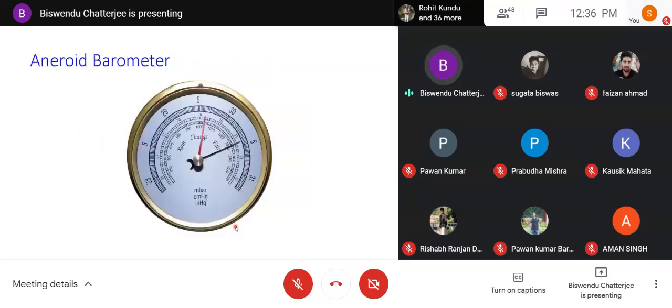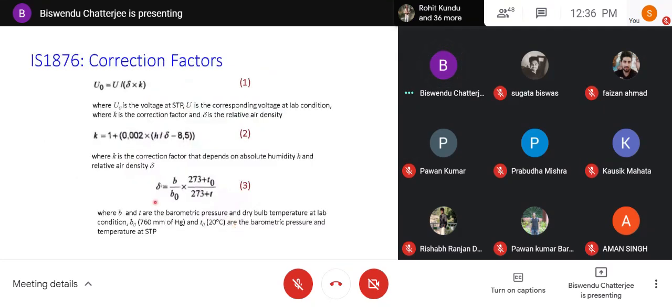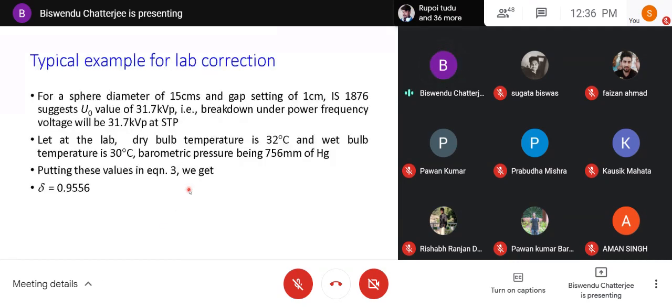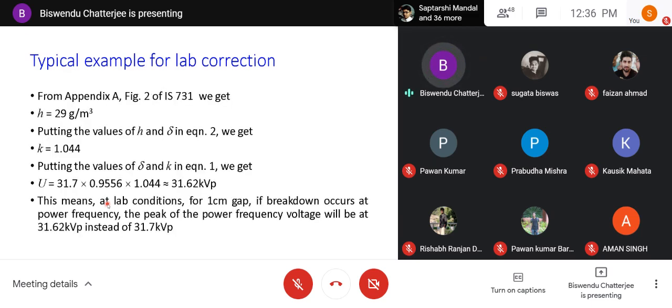What is equation 3? Let us go again. This value. We will get what? The value of delta. Is it clear up to this? Yes, sir. Okay, it's easy. Now I have got delta. Next what will I do? From appendix A, figure 2, we get H equal to 29 gram per meter cube.